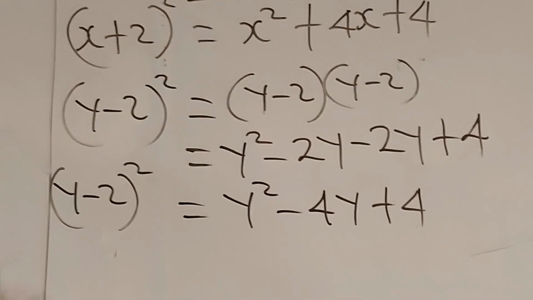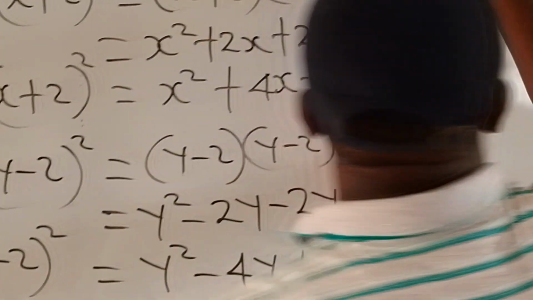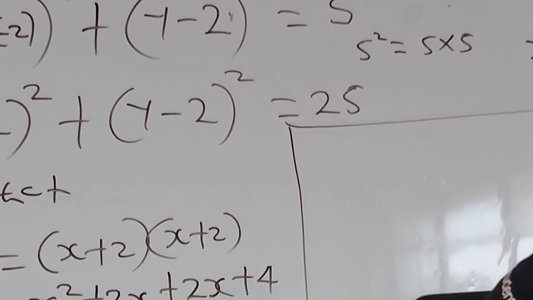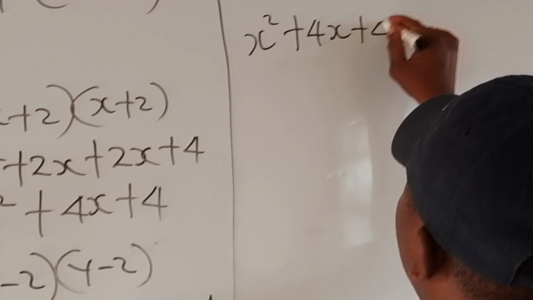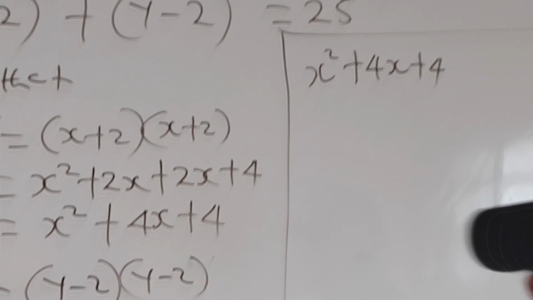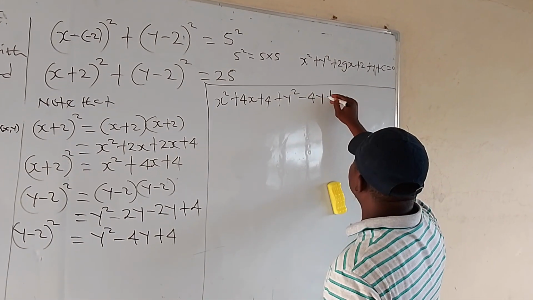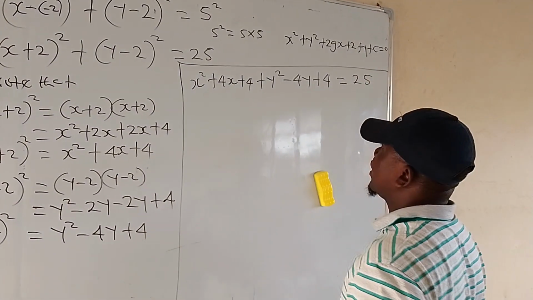So now instead of this we are going to write this. Is that clear? So (x plus 2) all squared is x squared plus 4x plus 4. Then (y minus 2) all squared gives us y squared minus 4y plus 4, which is equals to what? 25. Do you agree with me?